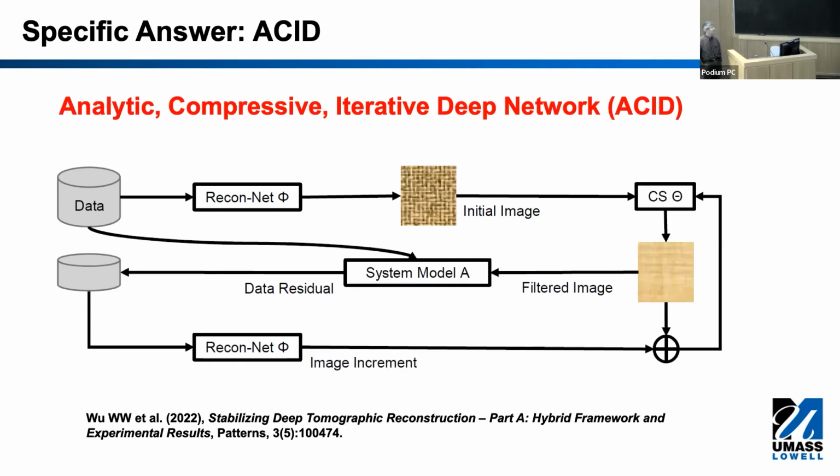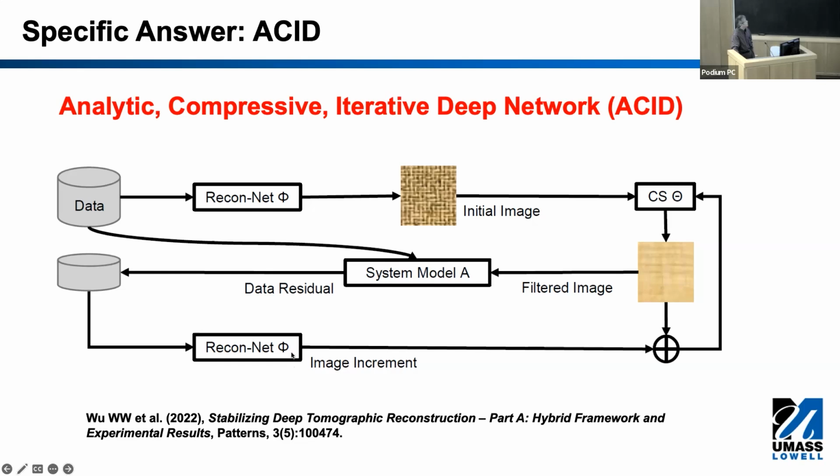That is an analytic, compressive, iterative debricker. Basically, if we have the data set input, we have the reconstruction network. First of all, we may reconstruct some initial image. After we have the initial image, this image may not be good enough. So we let it pass through the CS component to refine the image. After refinement, we perform a forward projection, then compare it with the data set. So we have the data residue. The data residue may not be zero, so we let it again pass through the reconstruction network.